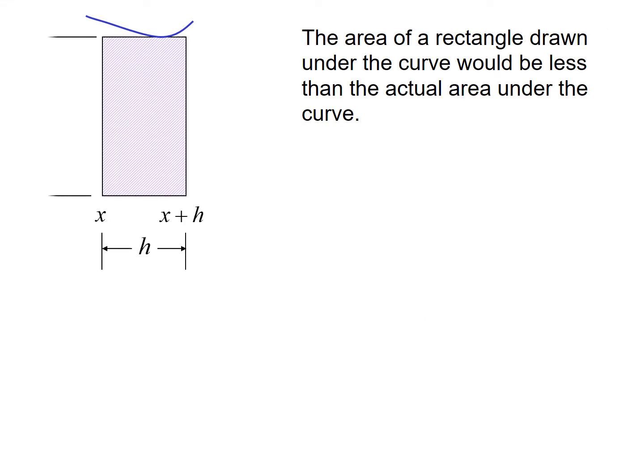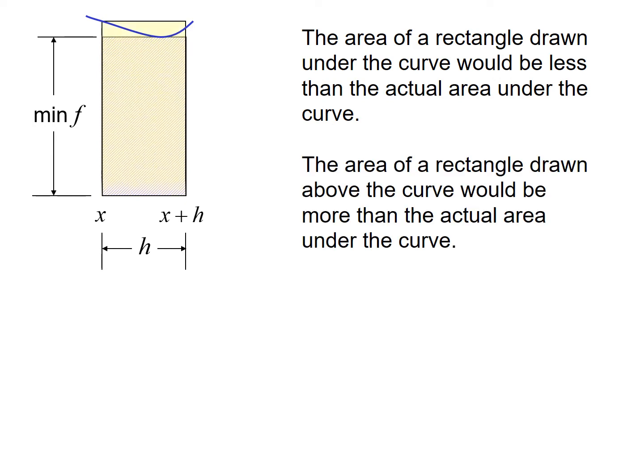Now if we look at a portion of this curve from x to x plus h and we are trying to find the area underneath there, the minimum value of that area would be found by finding the smallest value of the curve over that interval and creating a rectangle. The largest area possible would be found by using the largest value of f over that interval. The true area underneath the curve is somewhere in between those two.